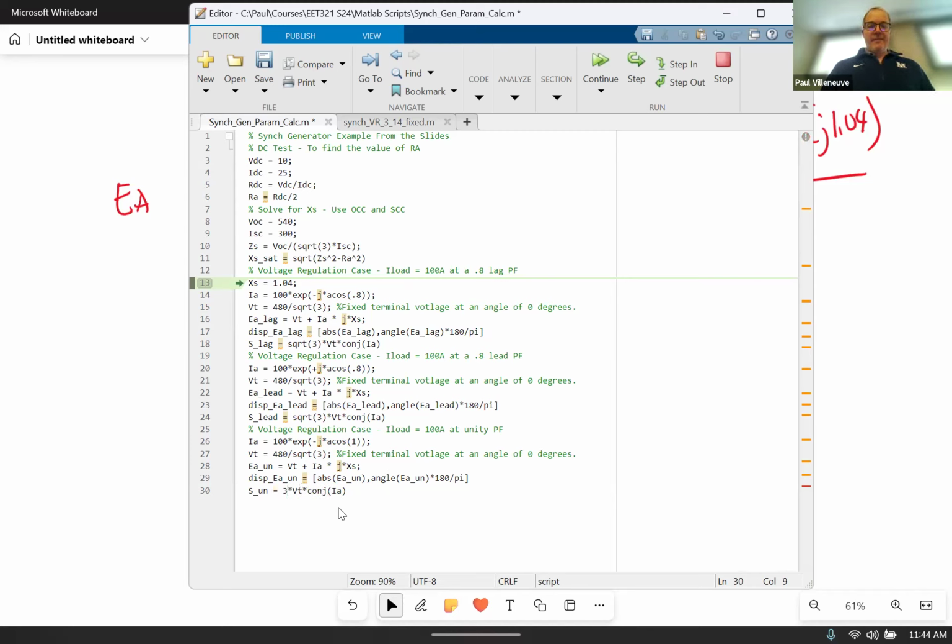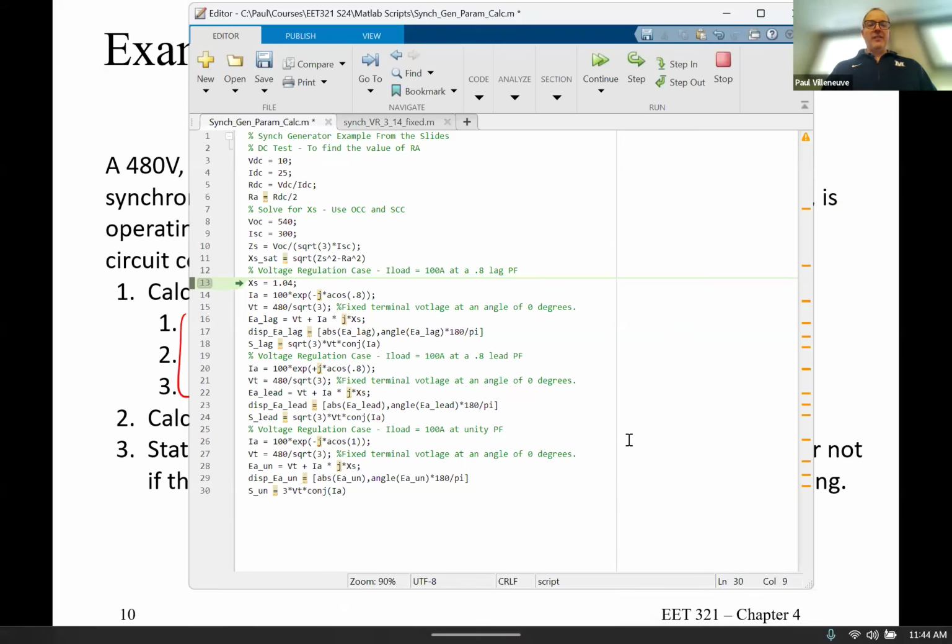It says calculate the real and reactive power delivered in each case. If you look here, the real and reactive power delivered in each case is delivered actually to the load and not what the machine has to consume. So let's just go ahead and do that. Same thing over here. So the difference that I'm calculating over here is what's the power being delivered to the load. That's what S lag, lead, and unity are.